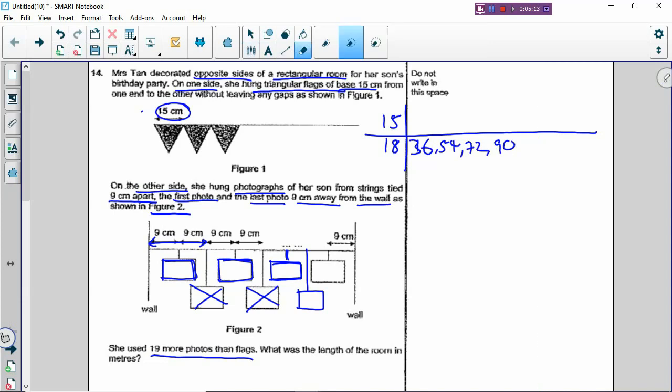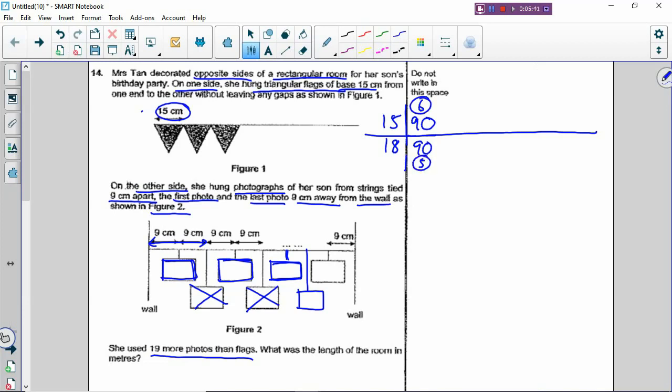Okay, so let me just erase all these multiples and put down the first common multiple, which is 90. So if the length of the room is 90, then how many triangles are there? 90 divided by 15, you will get 6, right? 6 triangles. If the length of the room is 90 cm, how many rectangles are there? So 90 divided by 18, I will get 5, because one rectangle is 18 cm.